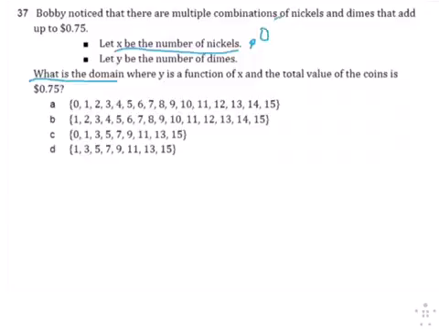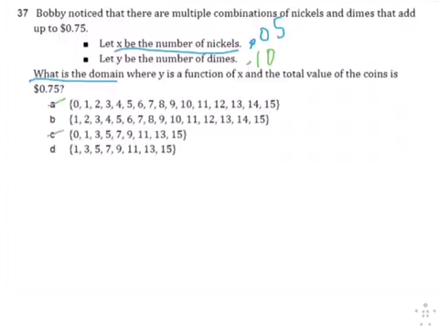Nickels are 5 cents, right? So we have to think logically about this problem. So think about money. If 0 is a possible number of nickels, so you have 0 nickels, that means you have all dimes. Dimes are 10 cents. So is there any way you can get 75 cents by using 10 cents? Going by tens, the answer is no, because 10, 20, 30, 40, 50, 60, 70, 80, you skip right over 75. So anything with a 0 in it can't work. So we can go ahead and get rid of A and C.